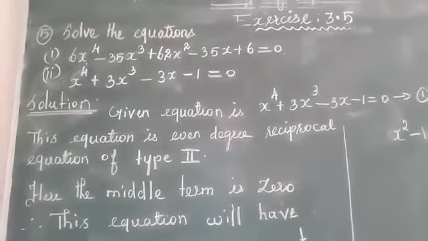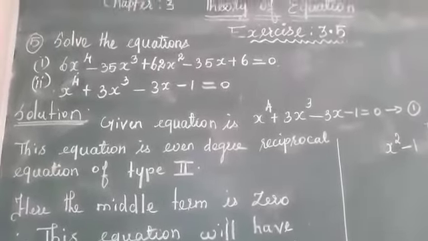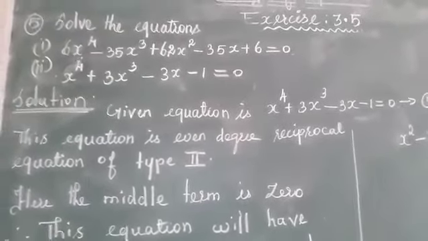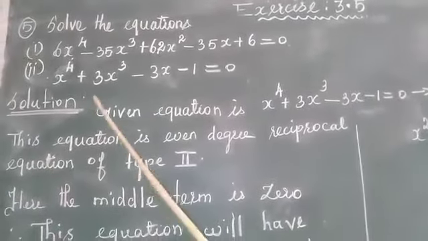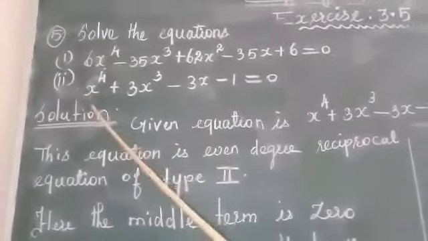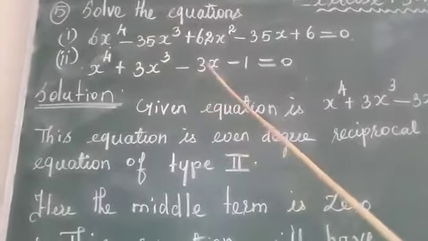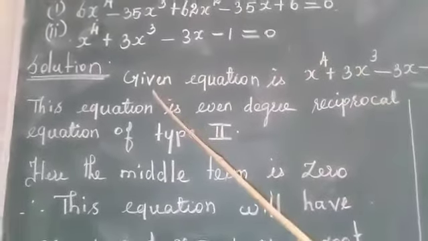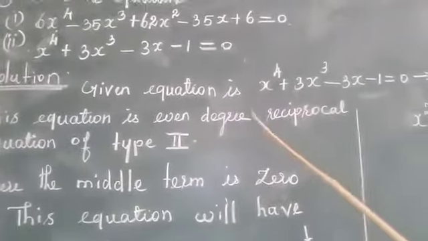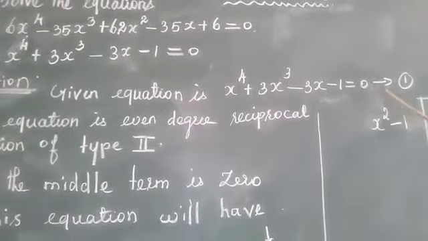Dear students, now we are going to learn exercise 3.5. Question number 5, second subdivision. x power 4 plus 3x cube minus 3x minus 1 is equal to 0. I have taken this as the given equation, equal to 0. I am keeping this as equation number 1.